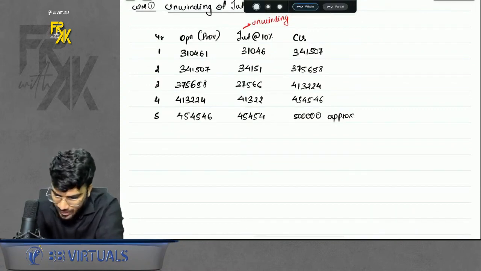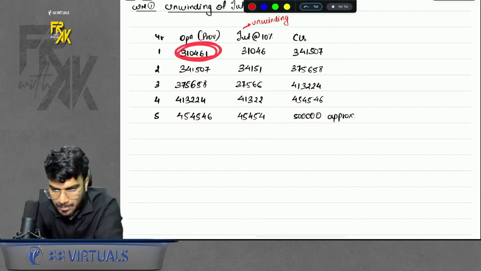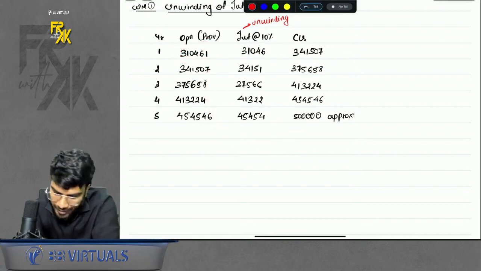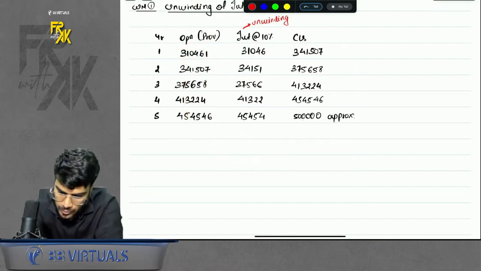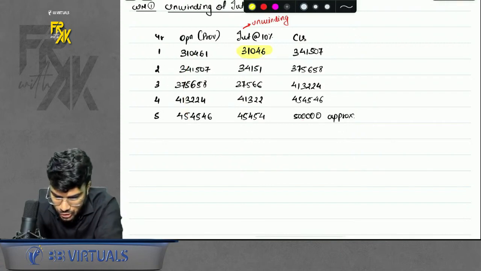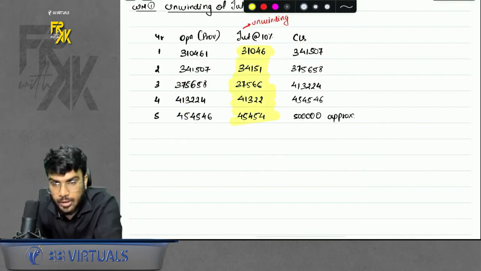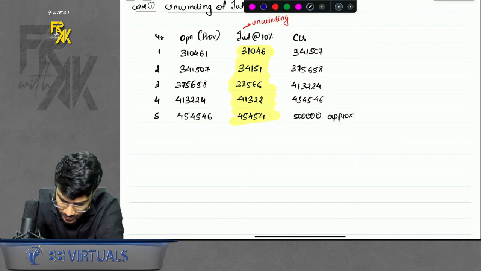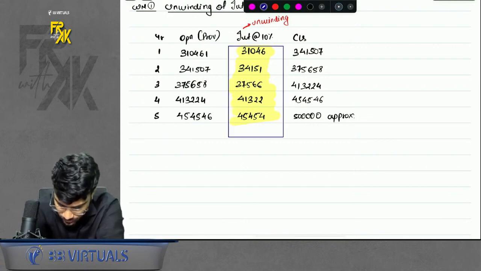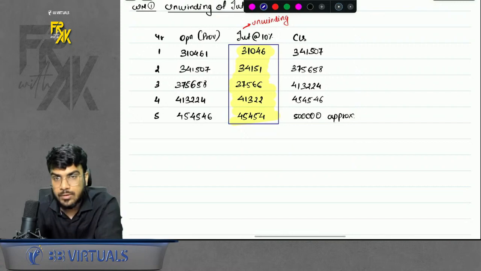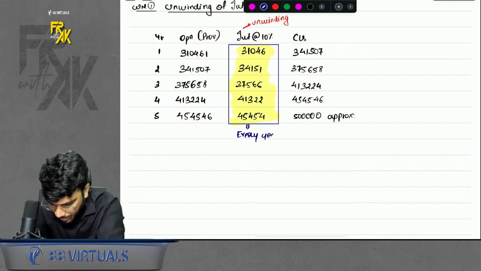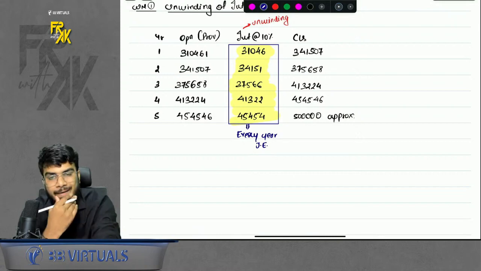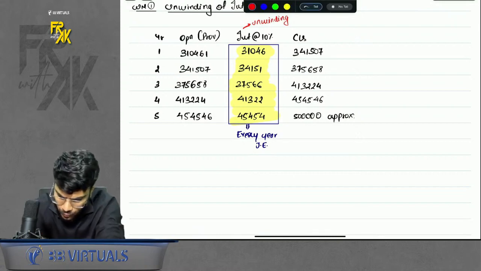Can you see the magic of unwinding? You automatically went from present value towards future value. You automatically went from the liability of 3,10,461 to the liability of 5 lakhs. So every year end, you will have to pass one journal entry for this. Every year one journal entry will be passed. So what will be the entry for this?